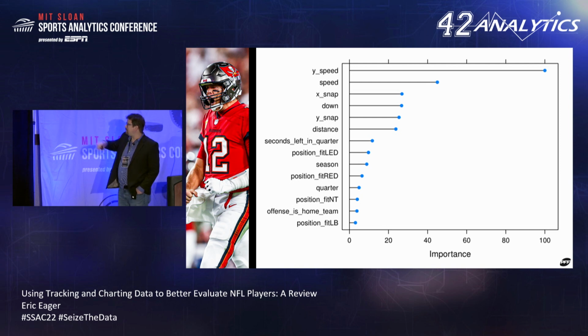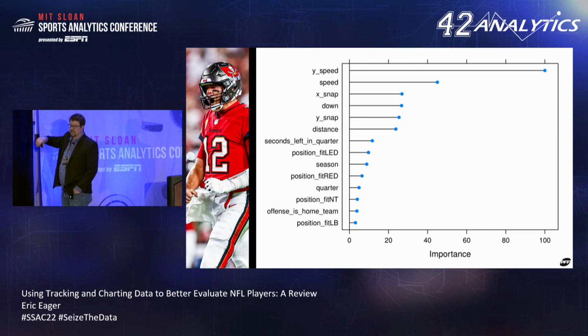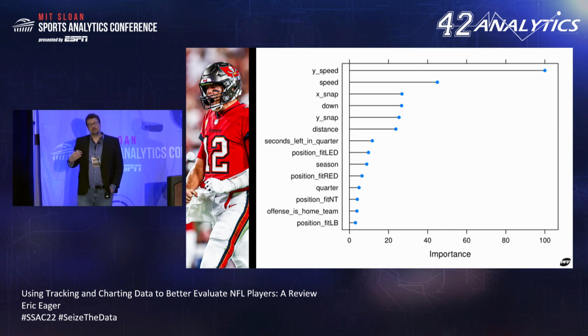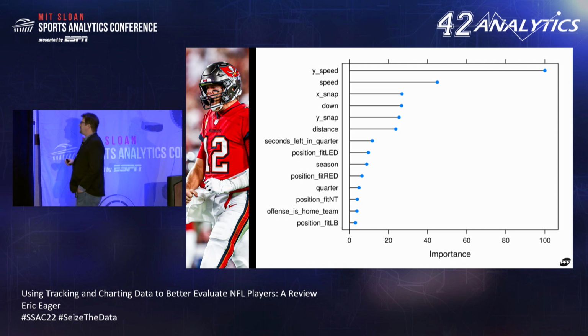But you also have where the player is positioned at the snap. So X snap and Y snap are basically where they are when the ball's snapped. But then interestingly, some of our charting variables also make it there as well. So for example, nose tackle is whether you're lined up over the center or not. ED is edge defender, so that's whether you're lined up over a tackle. There's a little bit of information encoded in there basically as what type of player you are as well. So that's what we're working with there.